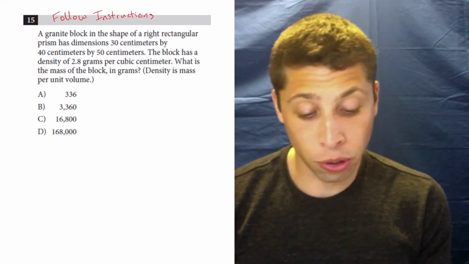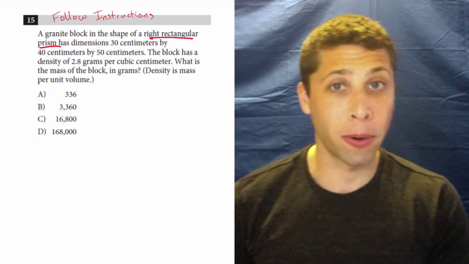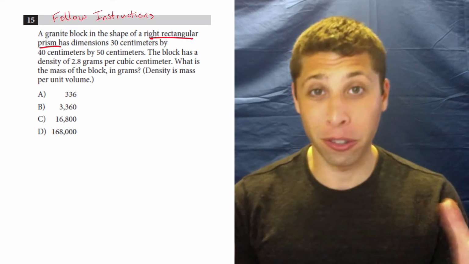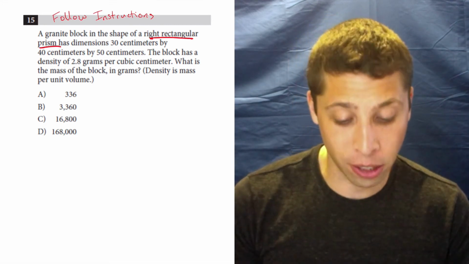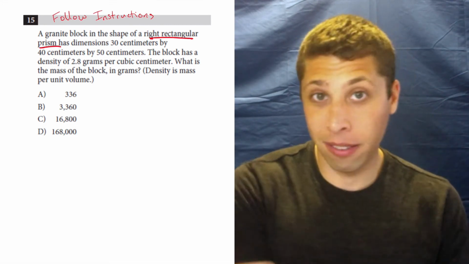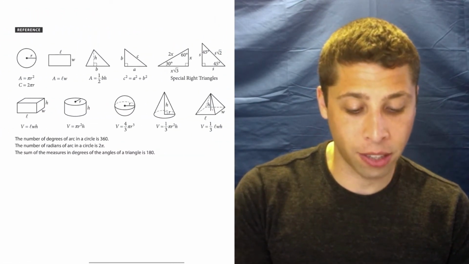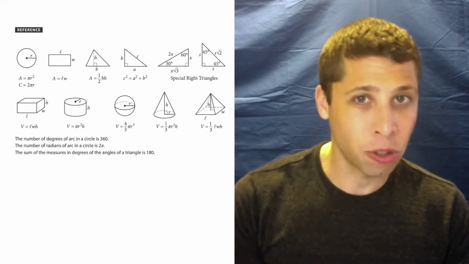Now, what we're told is that we have a right rectangular prism, and so you might not remember what that even means or how those numbers, those dimensions kind of get combined to get us a volume. But luckily, we have a reference chart at the beginning of every math section, and it tells us a bunch of formulas. So here's what I mean about follow instructions.